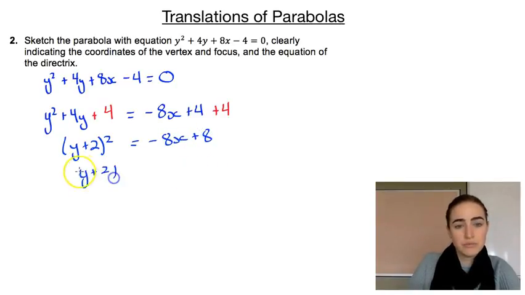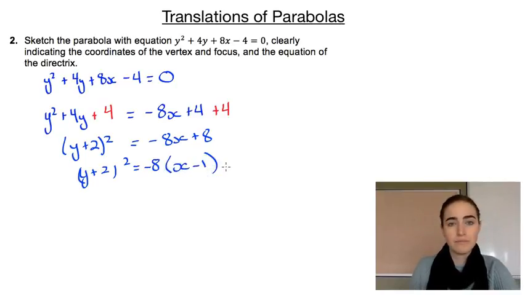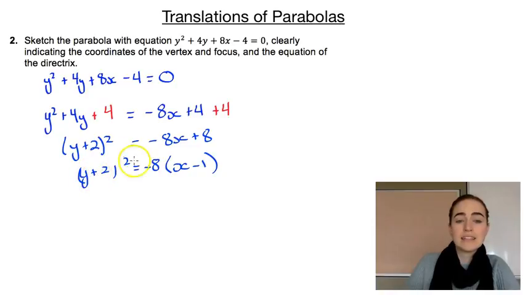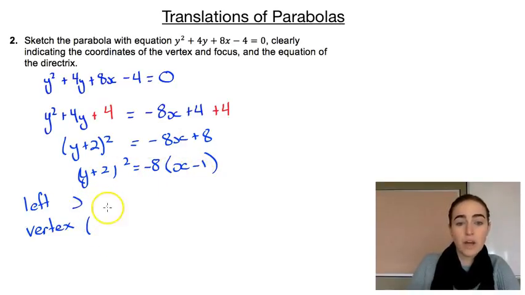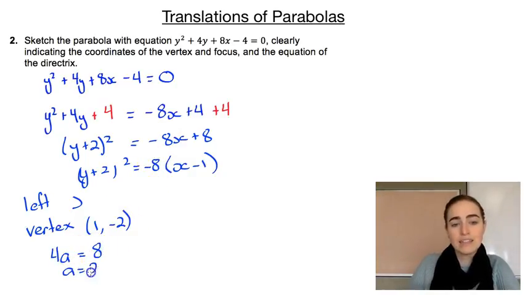which would give us y plus 2 squared equals, and then if I pull the minus 8 out as a common factor, we'd have x minus 1. So what we can see then is that, because that's a negative there, and we've got our y squared, it's going to be concave left. And our vertex is going to be at the coordinates 1, minus 2. And our focal length we can find because we know that the 4a term is our 8, which tells us that a is 2. So now we can sketch it.